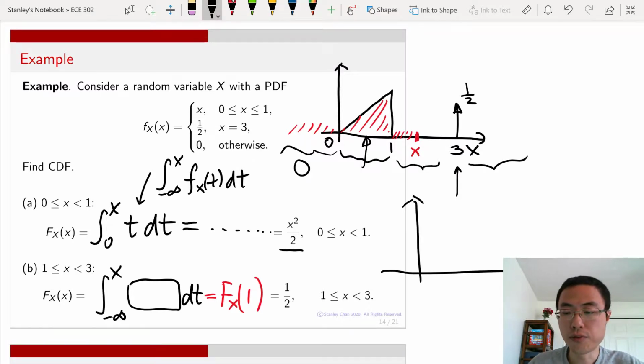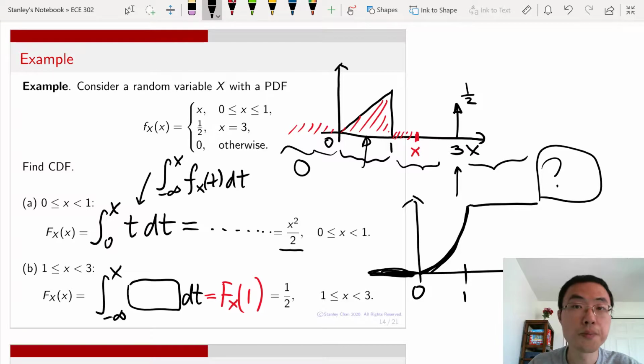Let me draw the CDF for you so that you can see what's happening. For x less than 0, we know that this is 0. For x between 0 and 1, you have a quadratic equation. So this is x squared divided by 2. That comes from part A. And then at 1, you start to stay constant for a while. So this is 1, this is 3. And now after 3, of course, there will be something that we need to figure out. But from 0 to 1, we know it's a quadratic equation. From 1 to 3, we know that it is a constant. So that should be clear from part A and part B.